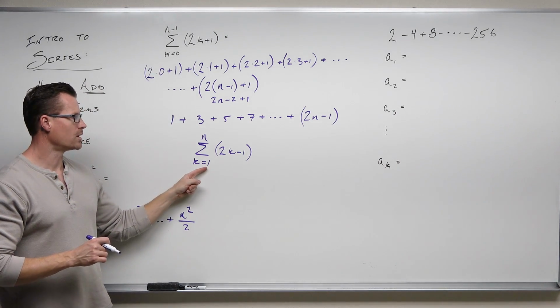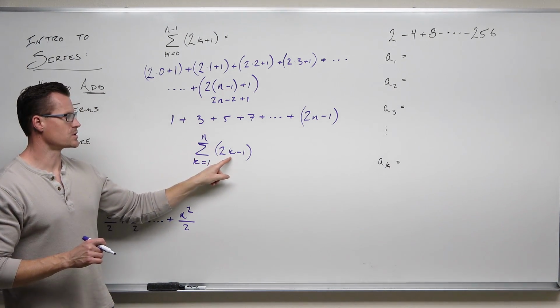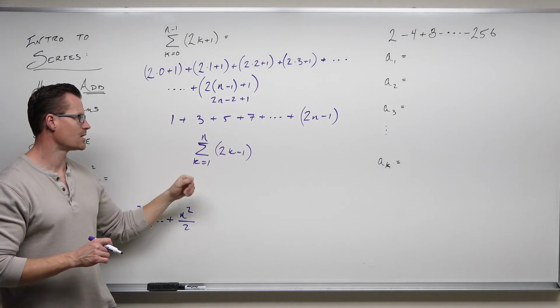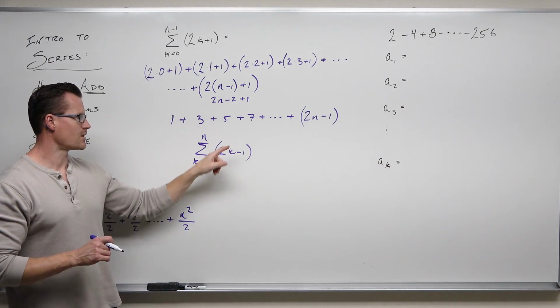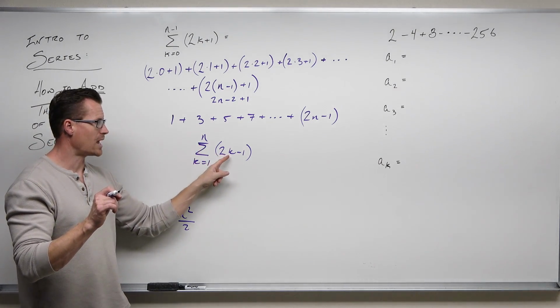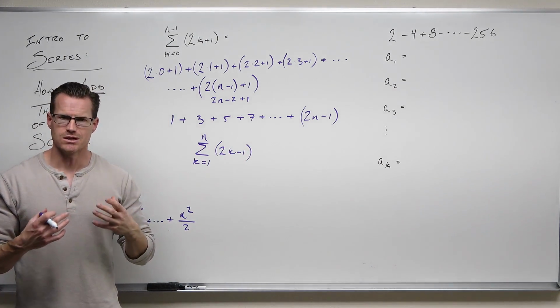Exactly. Plug in 1, 2 times 1 minus 1 is 1. Plug in 2, 2 times 2 minus 1 is 3. Plug in 3, that would be 5. Or sorry, plug in 4, that would be 7. Plug in n, you get 2n minus 1. Same stuff. So this does teach something.